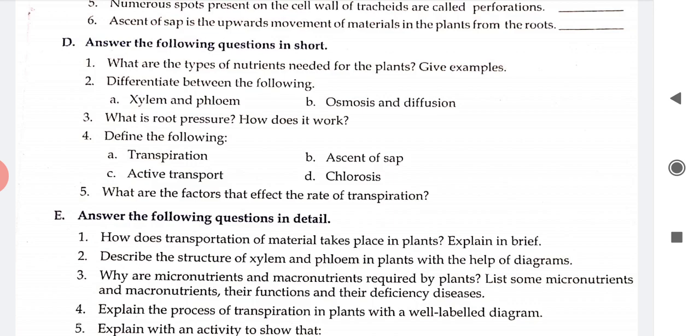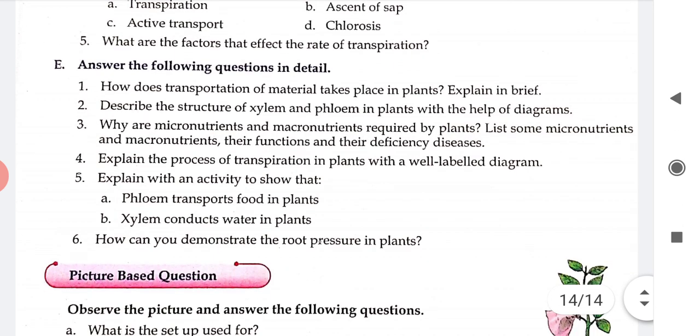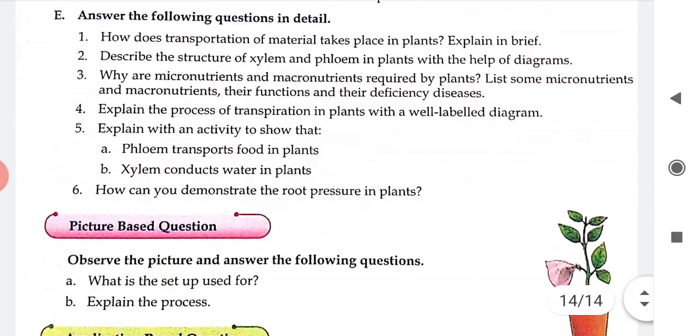Now fifth one is, what are the factors that affect the rate of transpiration? So up to question number D, you have to write the answers of these, and we will discuss question number E, that is answer the following in detail, in the next video.